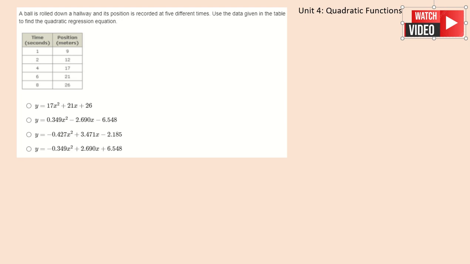In this video, I'm going to go over quadratic regression. This is asking for you to find which equation matches the data. So a ball is rolling down a hallway and its position is recorded at 5 different times. Use the given data to find the quadratic regression for it. We're going to input this data in our calculator and then follow a couple of steps to get these answers directly.